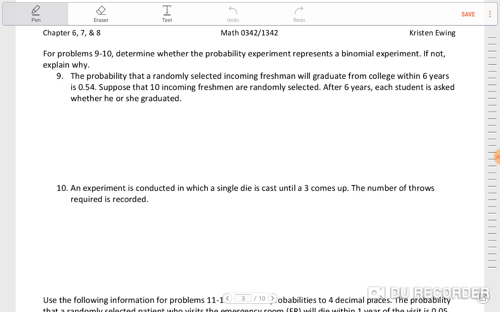For problems 9 through 10, determine whether the probability experiment represents a binomial experiment. If not, explain why. You will have 2 of these on your test, so make sure that you know these 4 criteria. These are on your formula sheets. Grab that. So if you flip over to chapter 6, where we talked about binomial stuff, the binomial requirements is what it says.